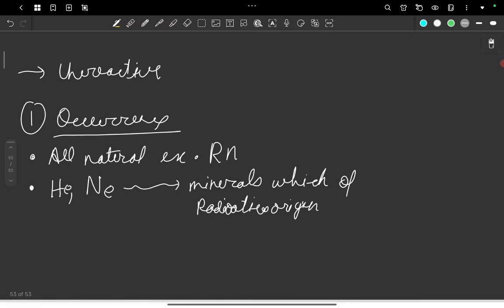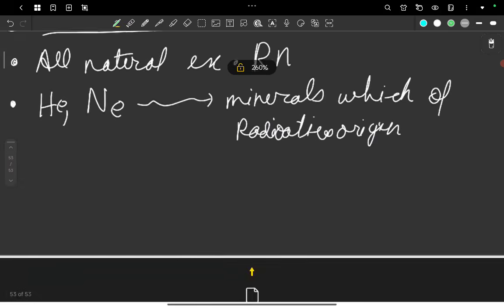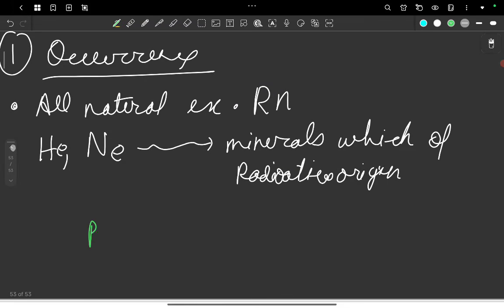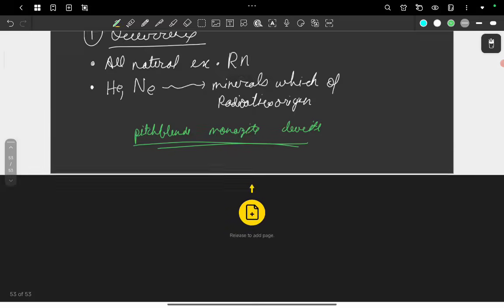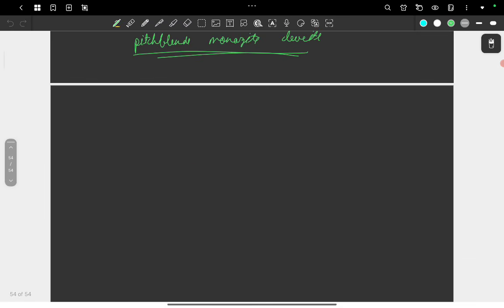Let me just write it down for you once. I don't think you have to remember this, but these three words won't hurt your memory. It's just pitchblende, it's monazite, and it's cleveite. So remember this, or don't remember this. I don't think they'll ask, but yeah.